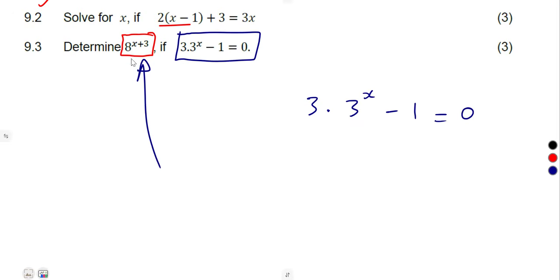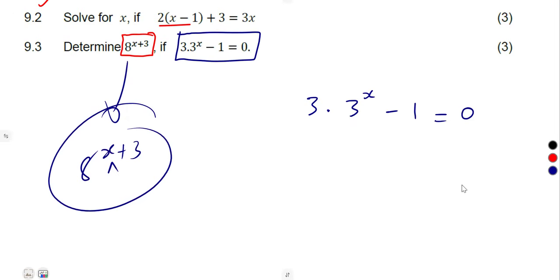So for us to determine this part, all right, let me write it down here. The 8 to the exponent of x plus 3. For us to determine this, we must have the value of x first. So you must calculate x first. Solve for x first. So how can we solve for x?